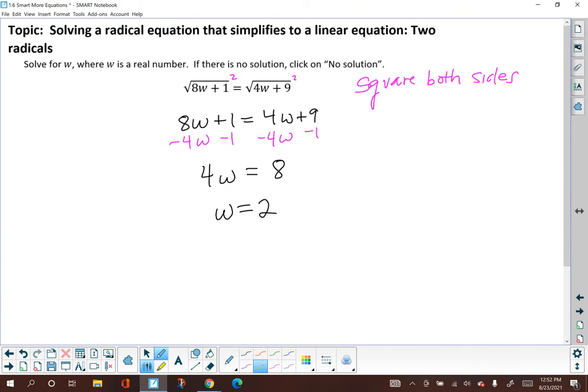Again, it's a good idea to check your answer, and you can probably check this one pretty simply just in your head. If we sub in a 2 there, we end up with the square root of 17 equals the square root of 17, so it works.